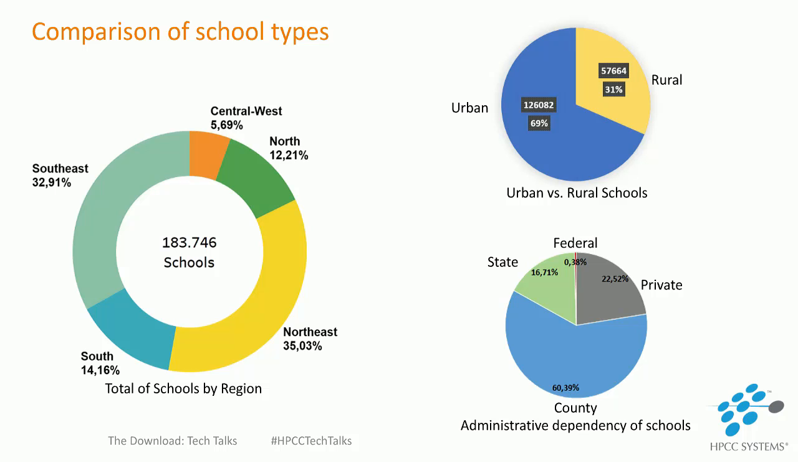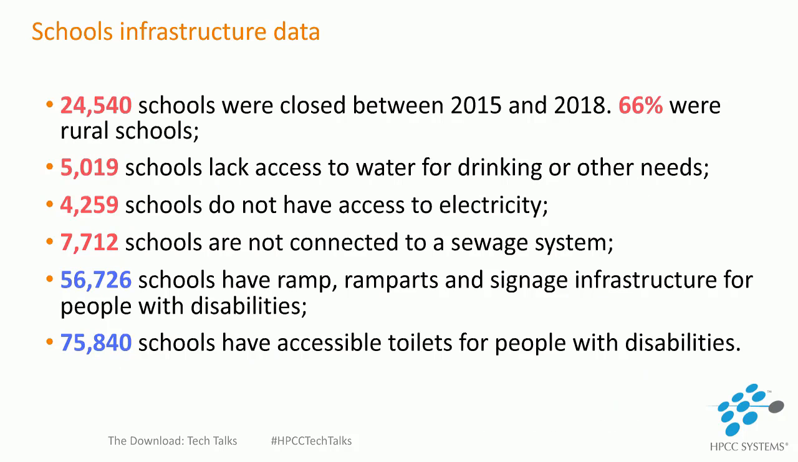The next chart shows the administrative dependency of the schools. The biggest amount of schools, 60%, is administered by the county, against 16% by the state, and 22% are private schools, against less than 1% of federal schools. A very, very small amount of federal schools. Just to change some of the data that I got.